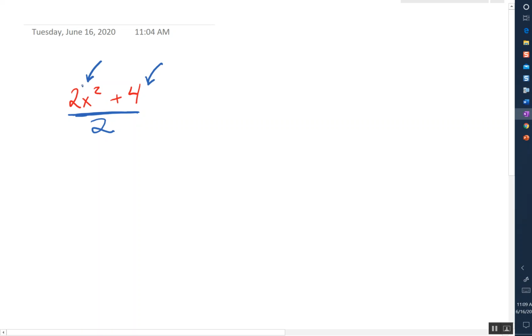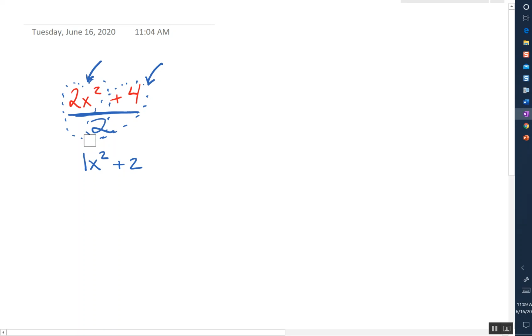So if I look at this first part, 2x squared divided by 2, when I do 2 divided by 2, I get 1x squared. And now I'll look at the back part of the problem. So 4 divided by 2 is 2.